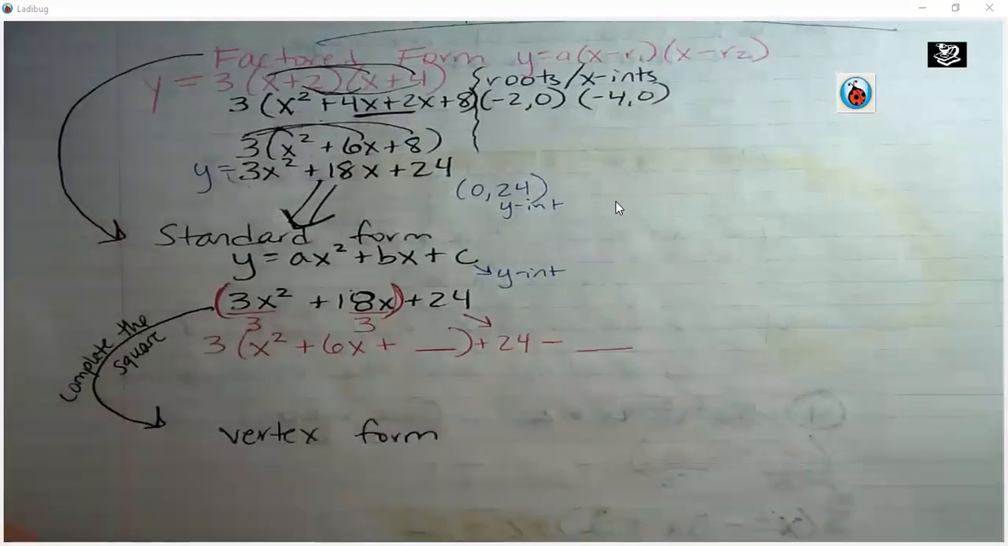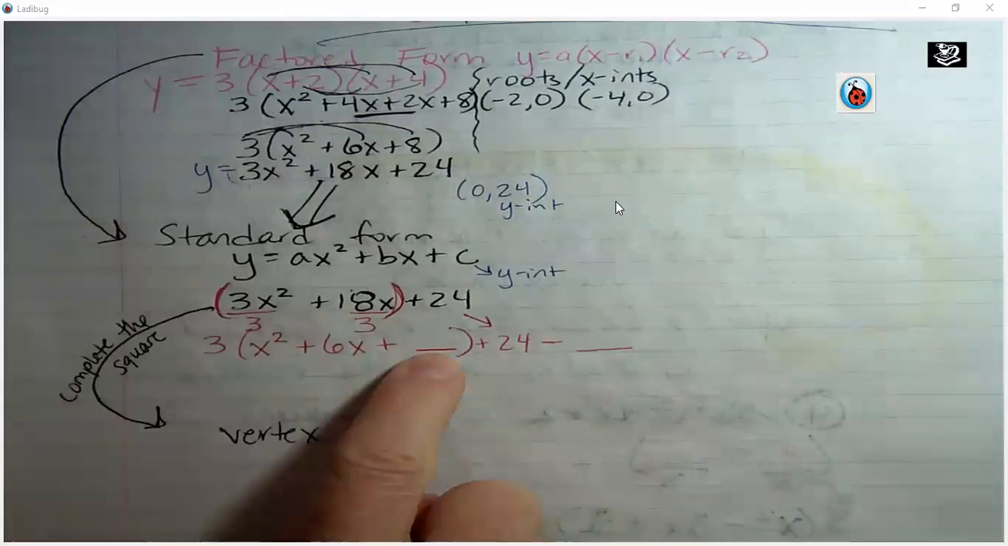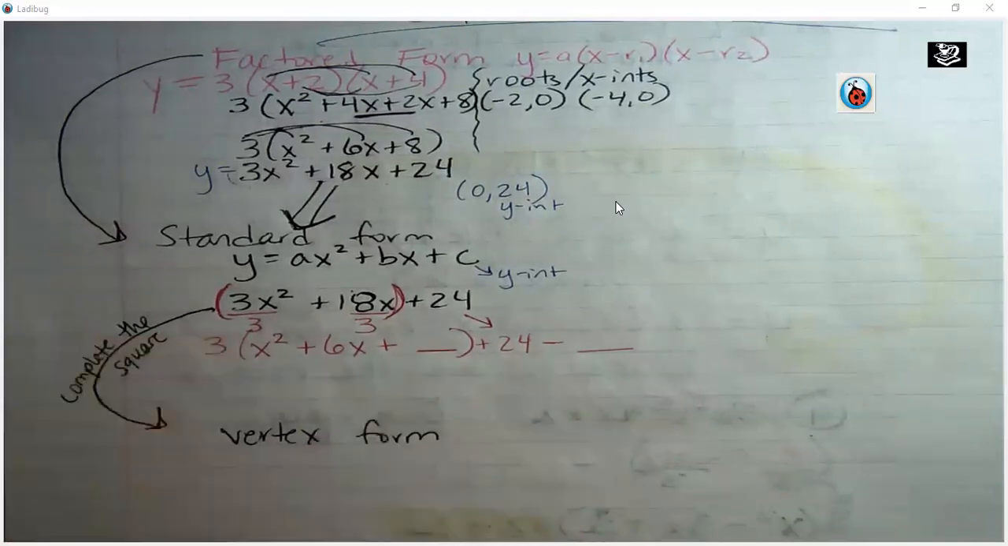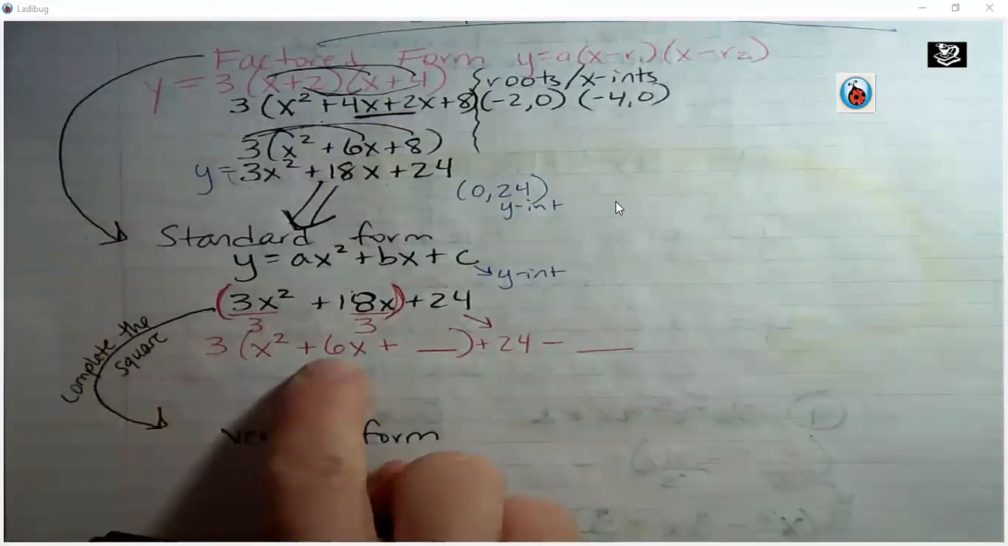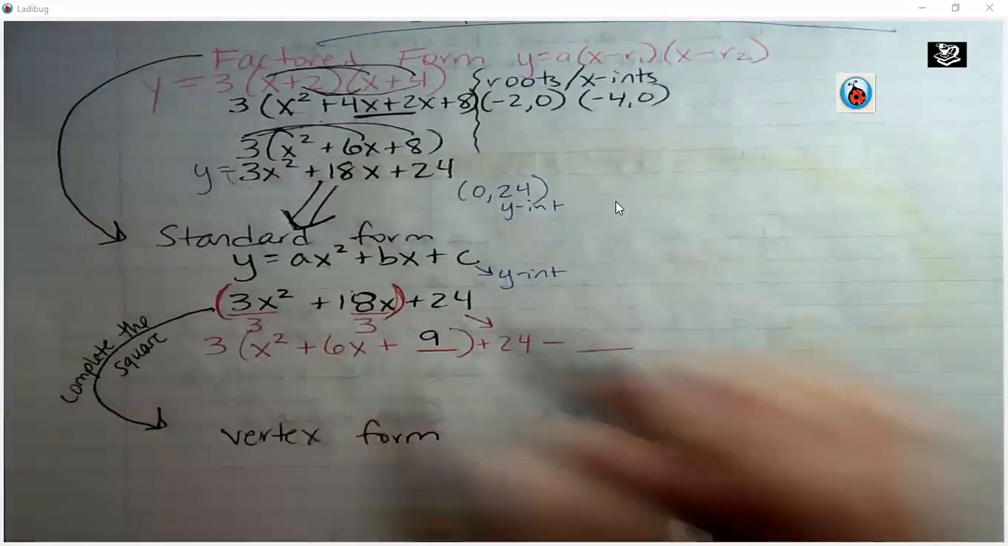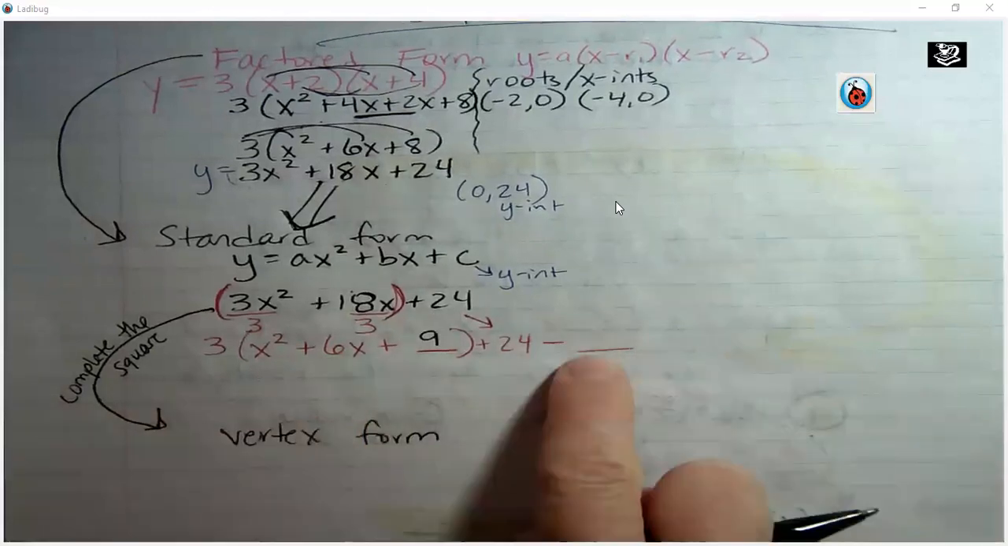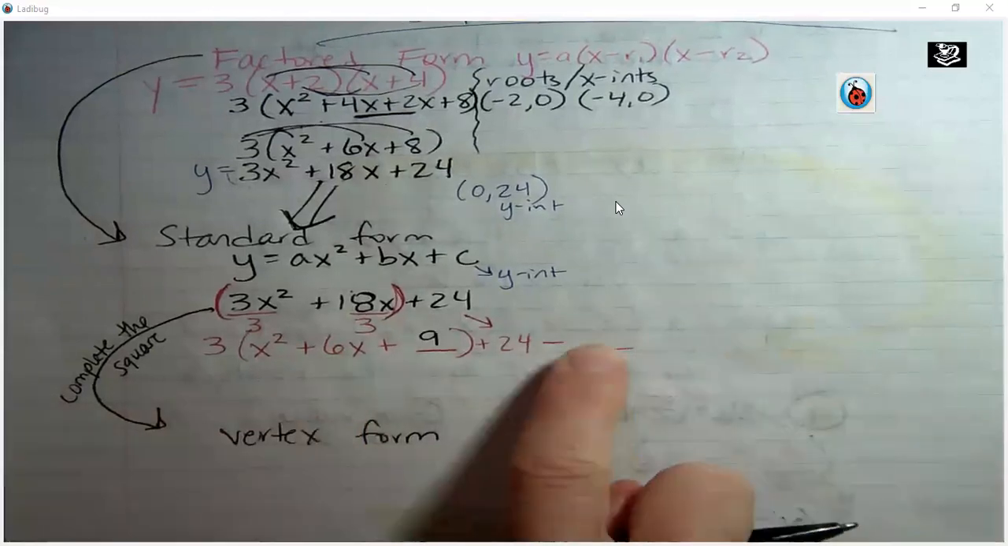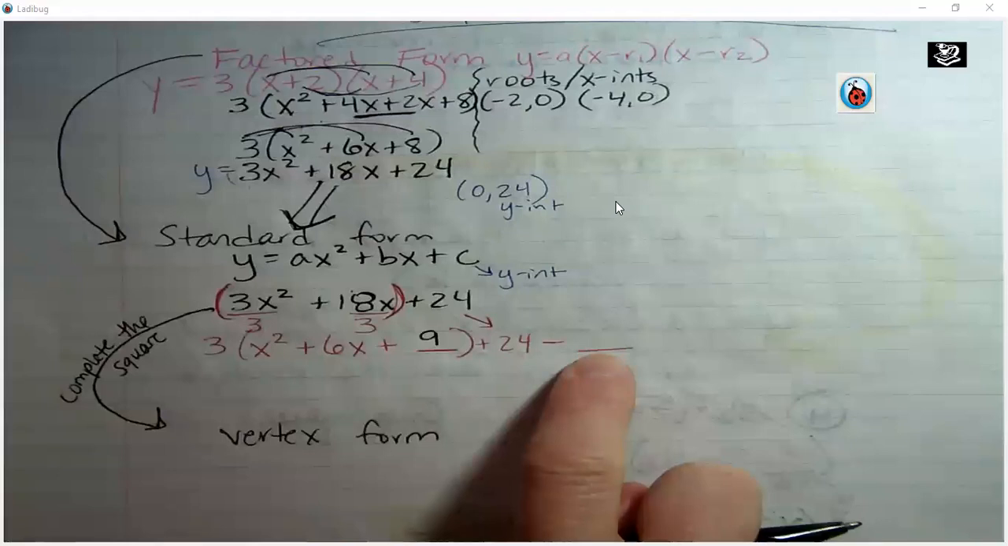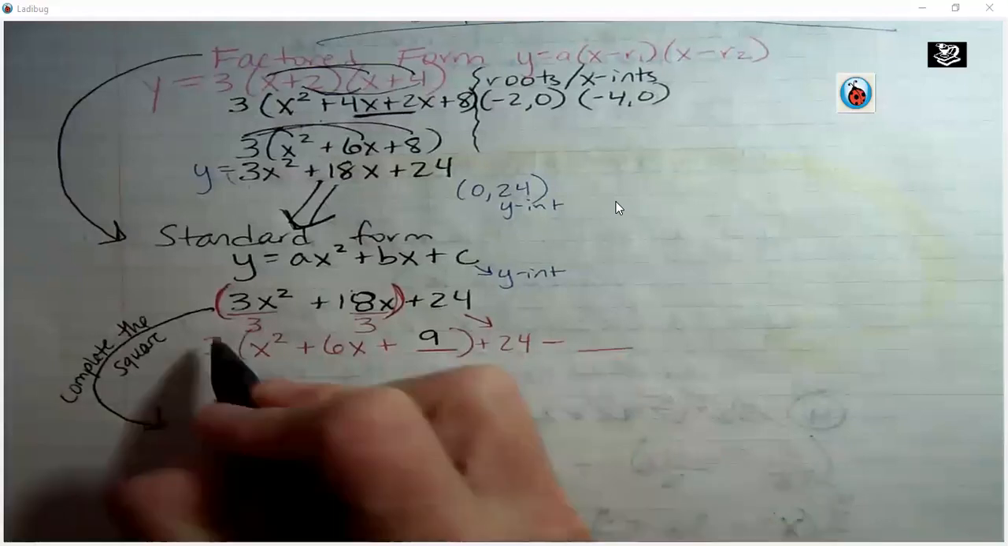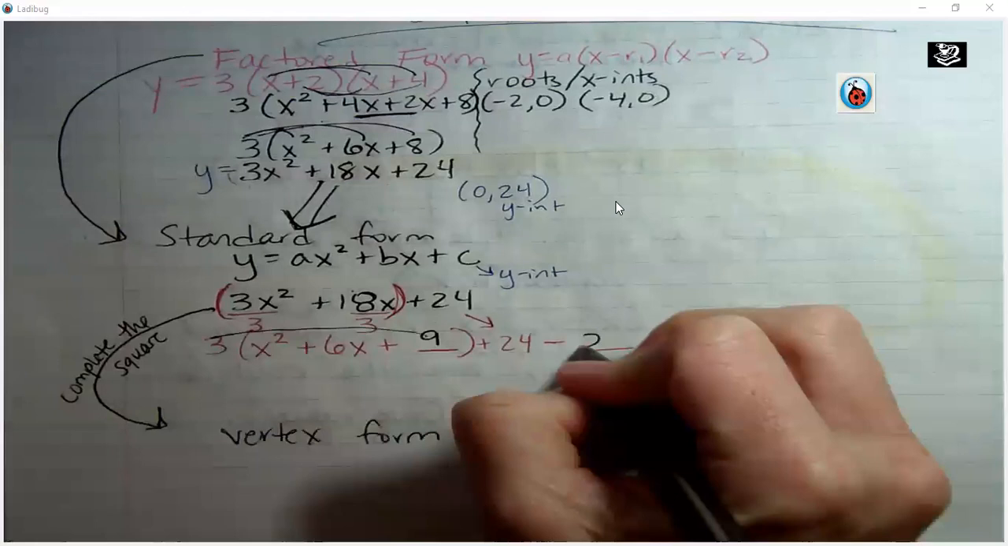What goes in this blank? Half of 6 squared. Good, half of 6 is 3. 3 squared gives you 9, good. What goes here? 9 multiplied by 3. Good, 3 times 9, which is 27, good.